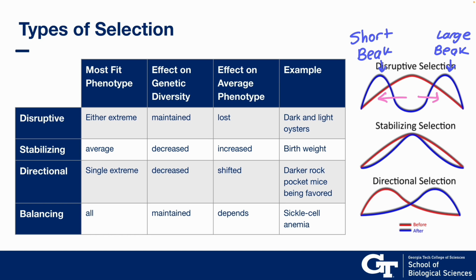Stabilizing is the opposite of that. We're going to shift towards the middle, away from the large beak, away from the small beak, towards the medium beak. So we're prioritizing the average phenotype.